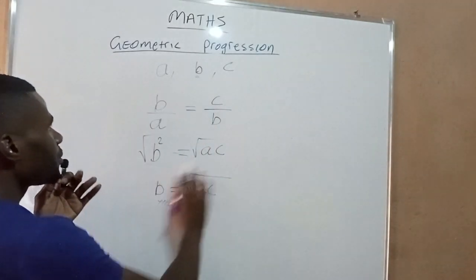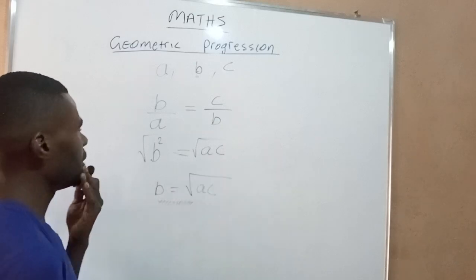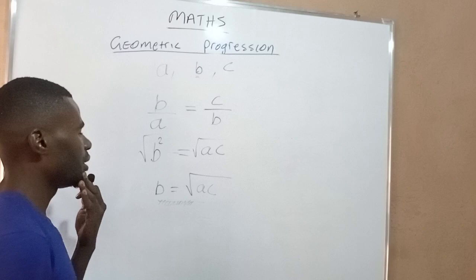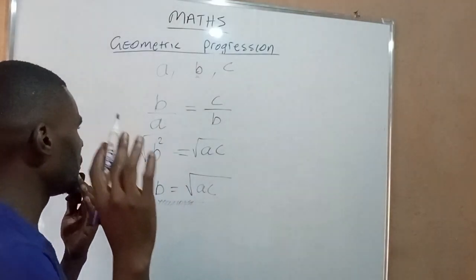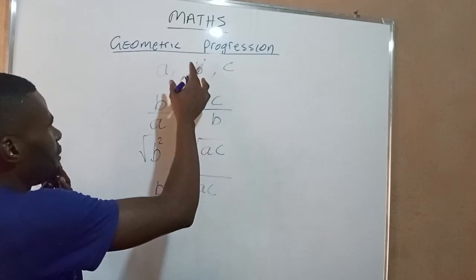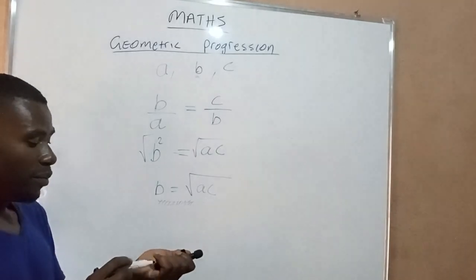So this is how you demonstrate finding the number of terms that are there. This is how you demonstrate finding the common ratio. This is how we use this to demonstrate the formula for finding the geometric mean.